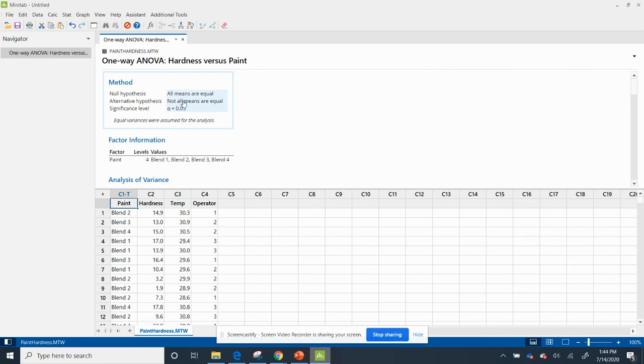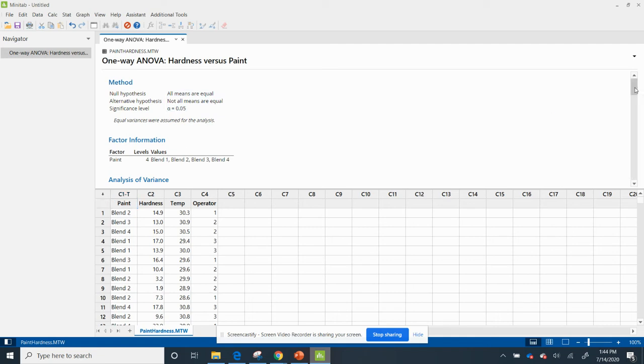So again, you can write these like in Minitab, but I would put what the means are. Like all means of the paint hardness are equal, all means of the 4 groups of paint hardness are equal. Something like that. Make it where I can understand that you know what I'm talking about, not just this wording, okay? Okay, so I've got that.